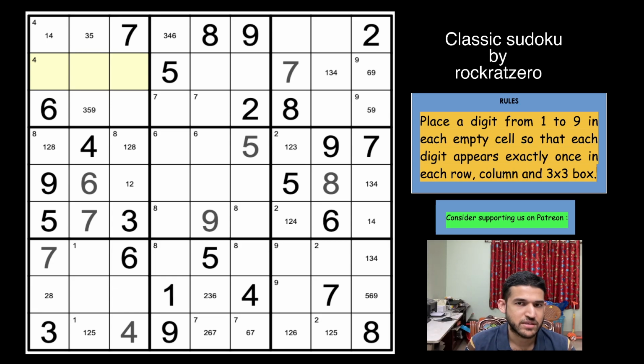Is there something here? I don't think so. This cell can't be 3, 4, 6 and 7, 2 and 8. So it is 1, 5, 9. What do we have here?